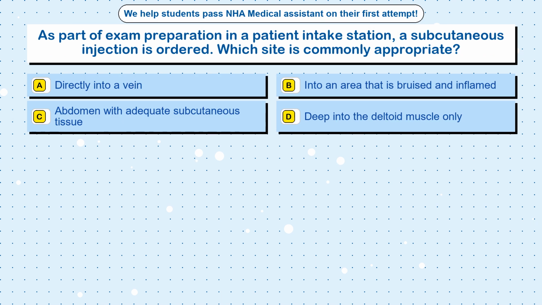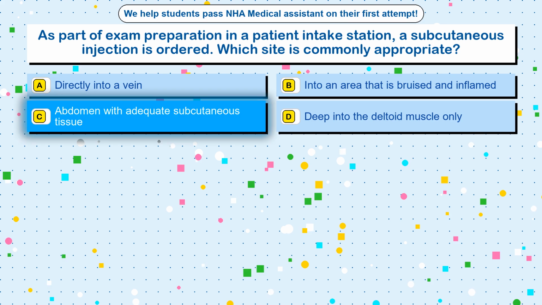Question 51. As part of exam preparation in a patient intake station, a subcutaneous injection is ordered. Which site is commonly appropriate? Option A, directly into a vein. Option B, into an area that is bruised and inflamed. Option C, abdomen with adequate subcutaneous tissue. Option D, deep into the deltoid muscle only. The correct answer is option C, abdomen with adequate subcutaneous tissue.